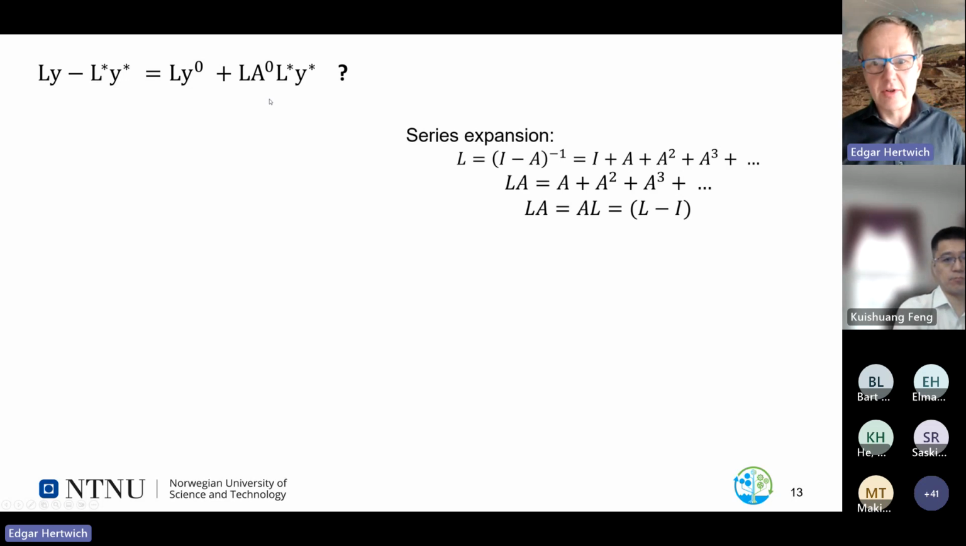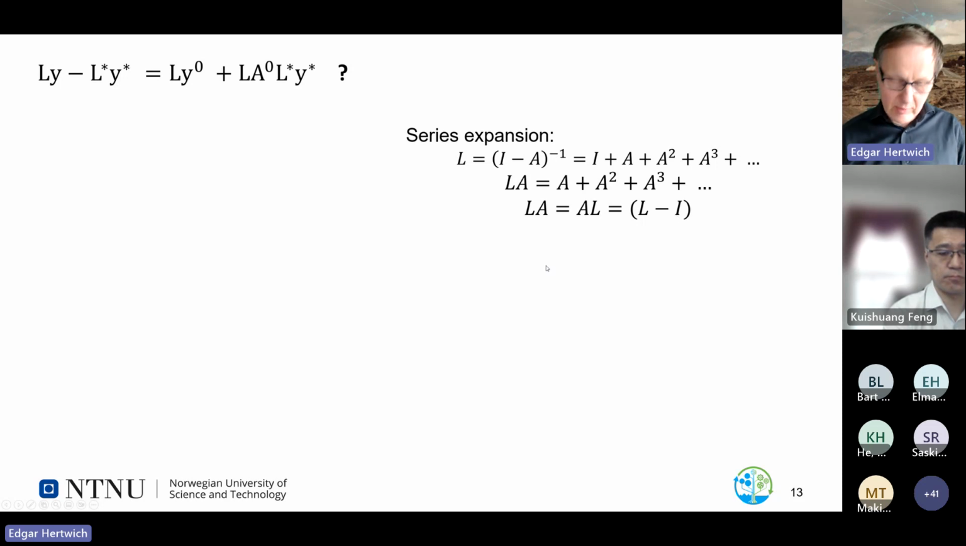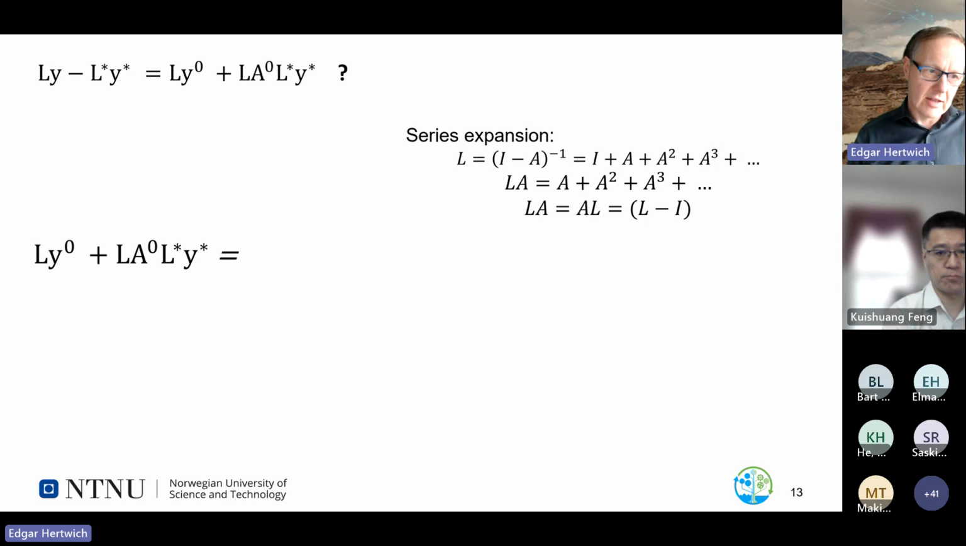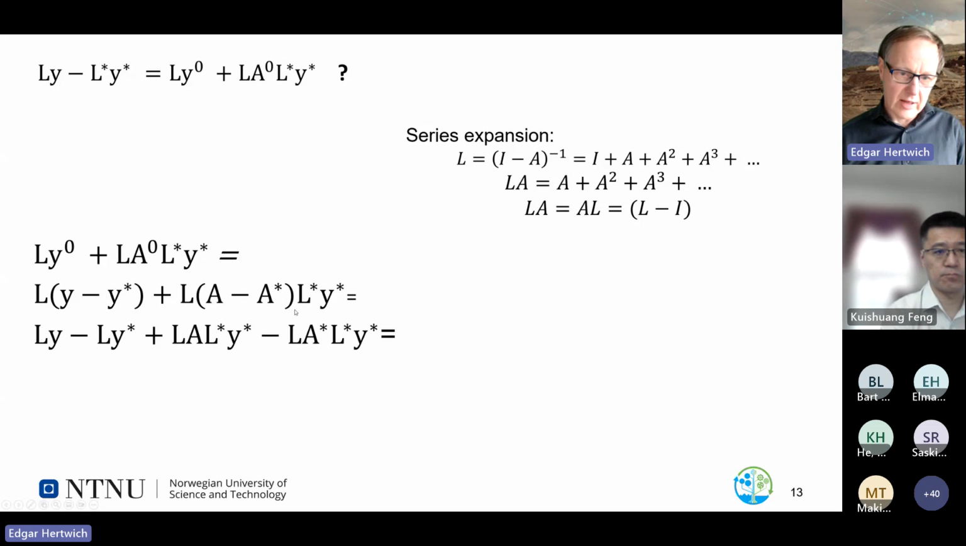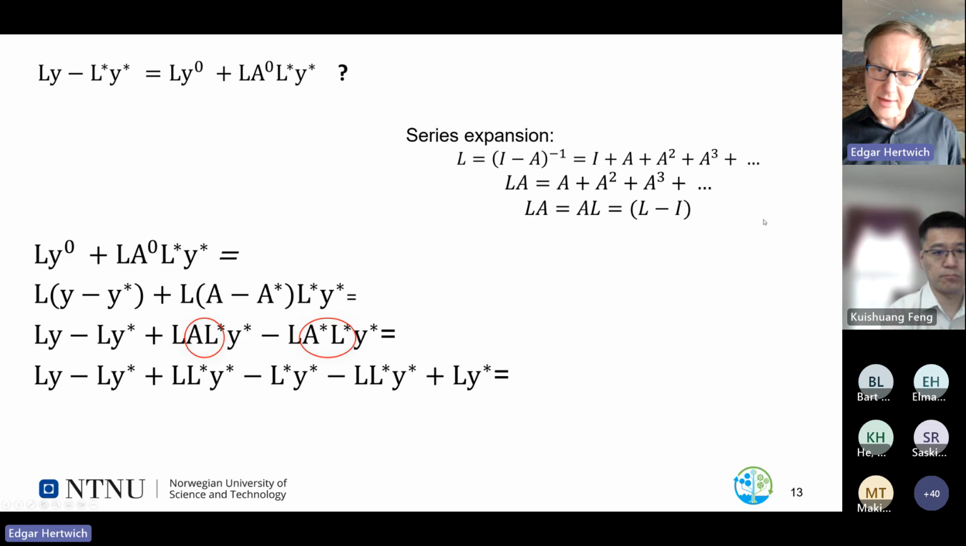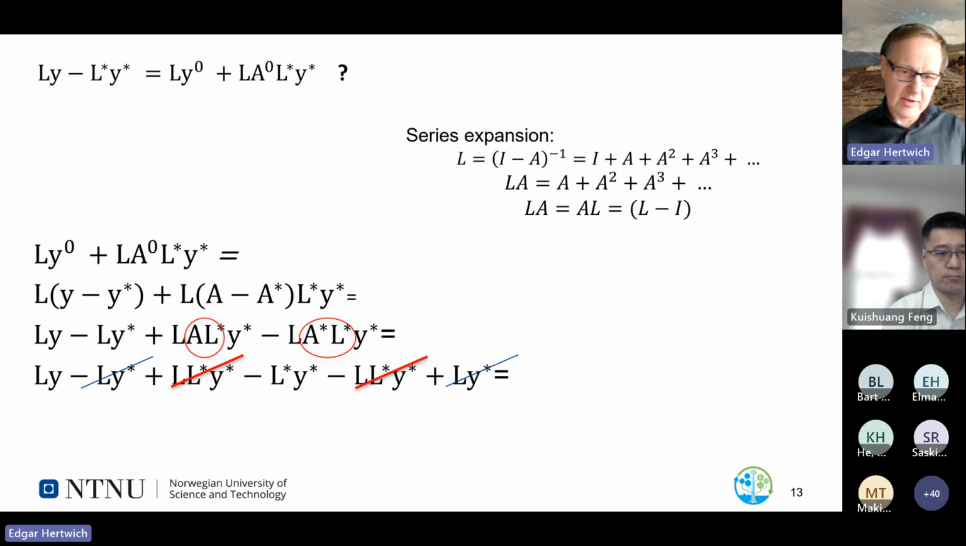And so if you want to show that, a few steps of algebra are needed. You need to know that L times A or A times L is equal to L minus I. And then you basically can start here. You replace Y naught by Y minus Y star and A naught by A minus A star. And then you multiply these things out, and then you identify the A times L or L times A, and you replace those by L minus I, or in this case, L star minus I, and you find out that you can cross out some terms here, and you're basically left with this expression.